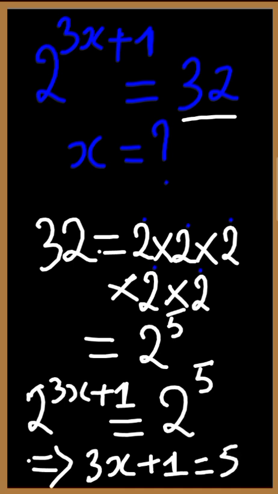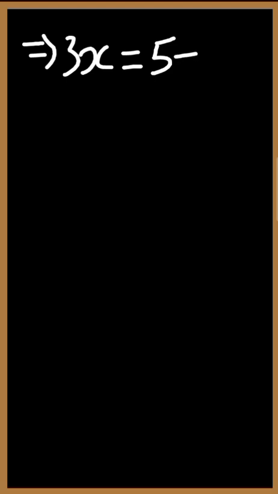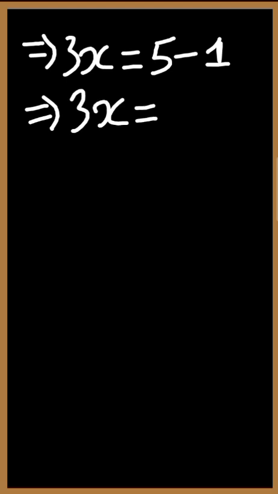This is a linear equation. We have to solve for x in this linear equation. The next step, we have to transfer 1 to the right hand side. When 1 crosses the equality sign, it becomes negative. This will give us 3x to be equal to 5 minus 1. Then 3x will simply be equal to 5 minus 1, which is 4.